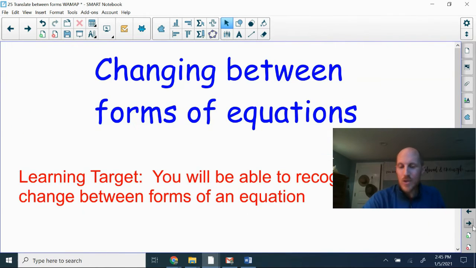Hey, so today we are going to do a little bit of recapping. We have studied so far 3 different forms to write the equation of a line, and today we're going to be changing between forms. So there's 2 parts to the learning target. First, we'll have to be able to recognize those different forms, the 3 different forms. And once we can recognize them, then we'll be able to say, oh, this is this form, I need to change to that form based on what the directions are telling us.